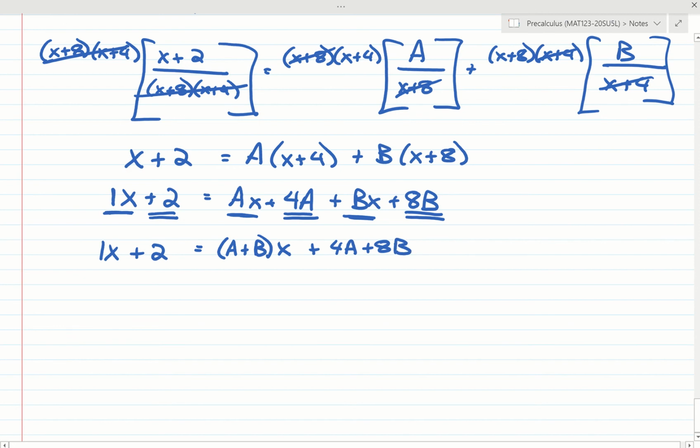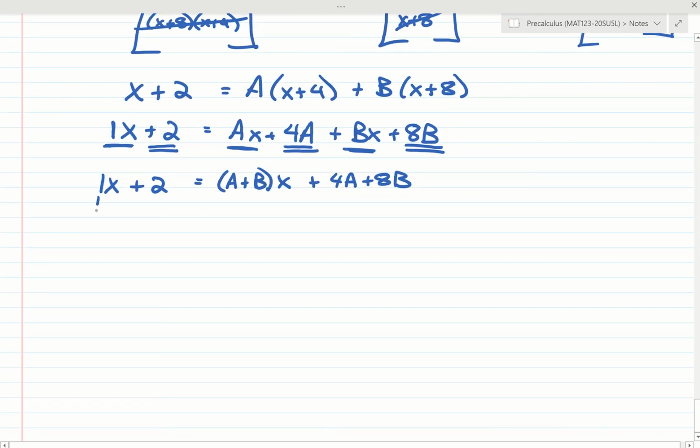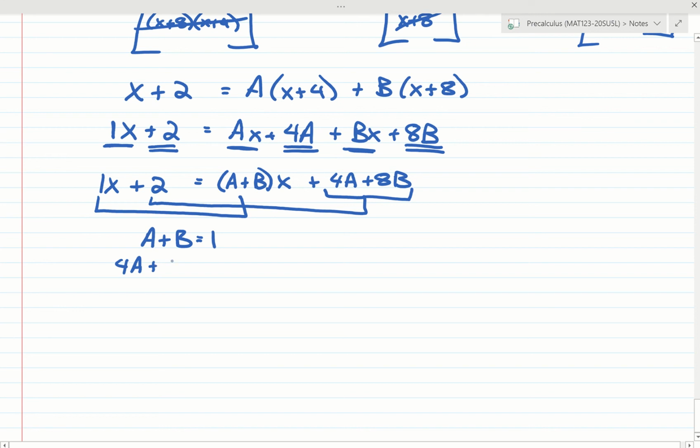Okay. We said that they have to be the same number, right? So the total number of x's on the right, a plus b, has to equal the total number of x's on the left. The constants on the left have to equal the constants on the right. Now this is a system. We learned how to solve a system before.